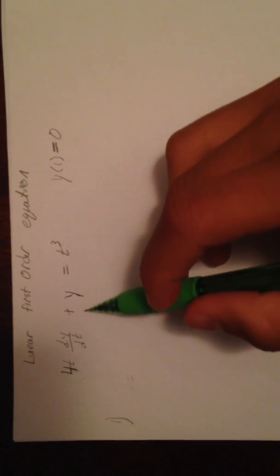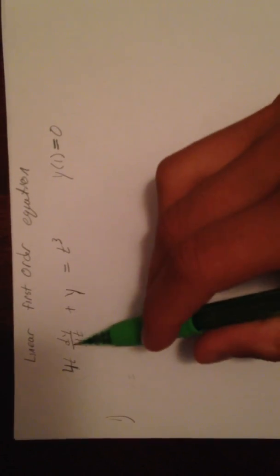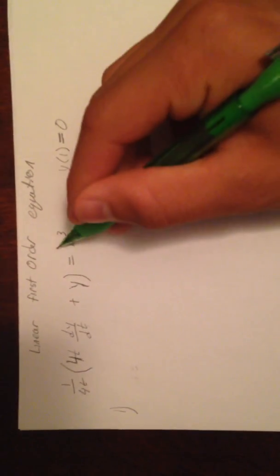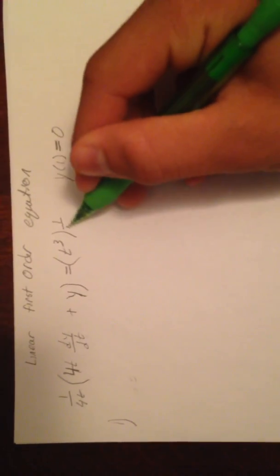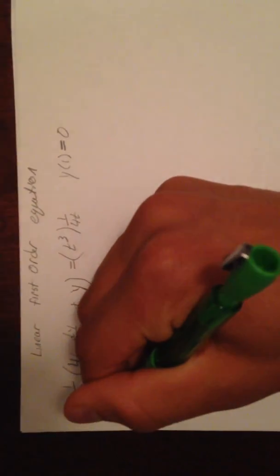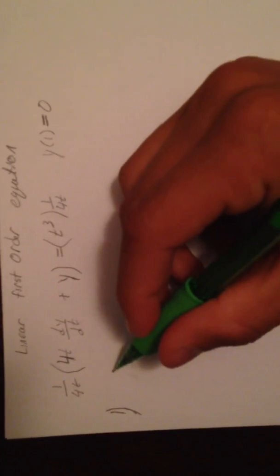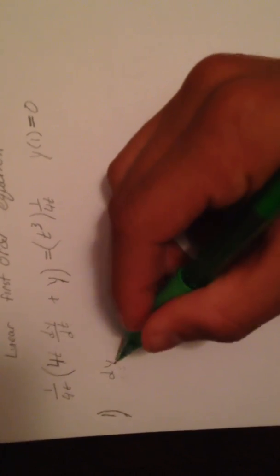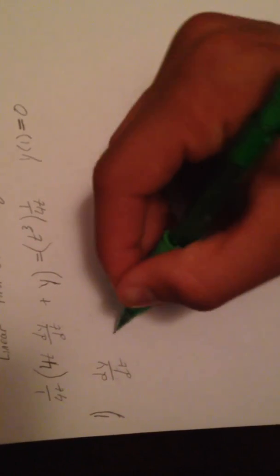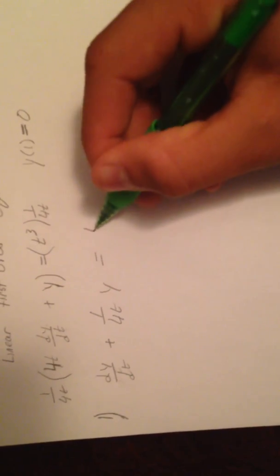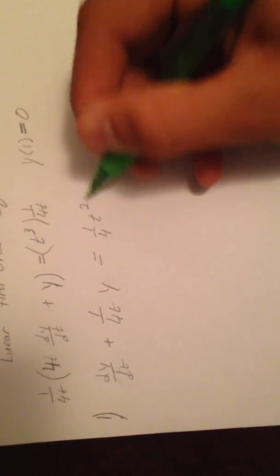So the first step, very importantly, is you want to have it in standard form, which means dy over dt has to be by itself. So you're going to multiply both sides by 1 over 4t. Once you multiply both sides by 1 over 4t, you're going to get dy over dt plus 1 over 4t y equals 1 over 4t squared.